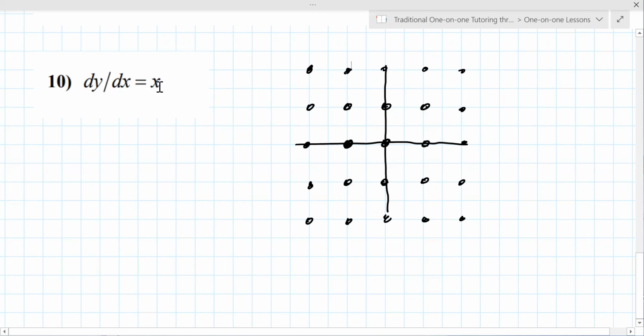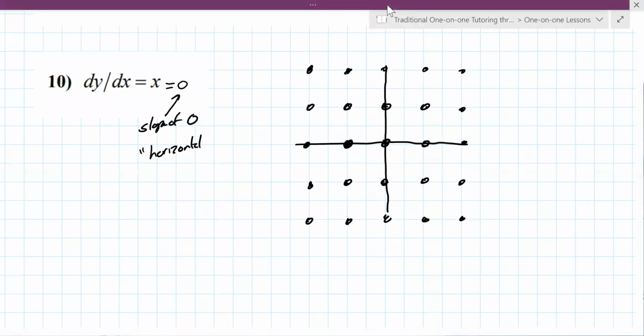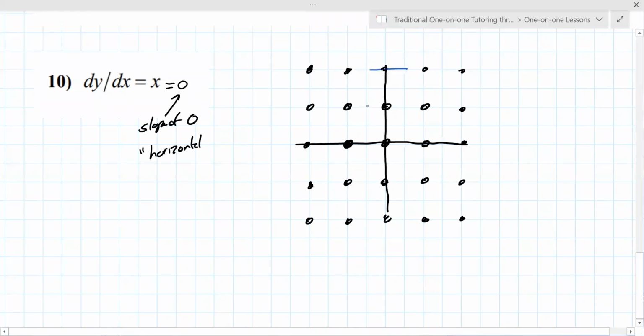So when x equals 0, which is along the y-axis, what are the slopes there? What does that mean when it's a slope of 0? Horizontal. So these all have a horizontal line at 0. Now, the other one that's sometimes interesting is vertical. What is the slope of a vertical line? It would be undefined. So you're looking for like 1/0.